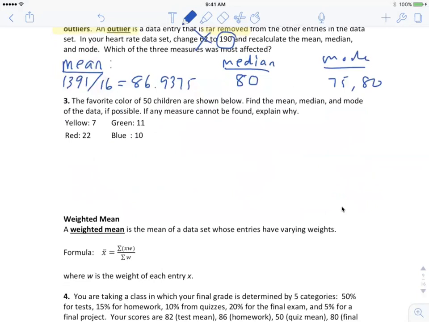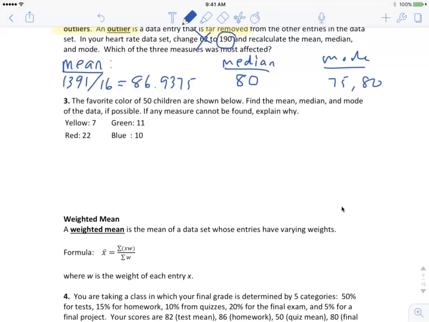Another problem, number 3: we have the favorite color of 50 children shown below. Find the mean, median, and mode of the data set. Now, this is a little bit weird, because notice in this survey, if we ask children what their favorite color is, the responses are qualitative. In other words, they're just categories or words. They chose yellow or green or red or blue. So the data values are not numbers, right?